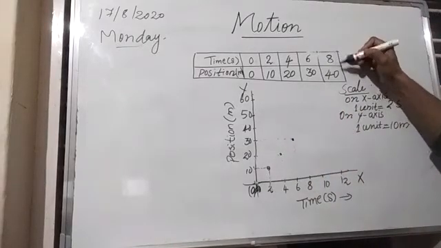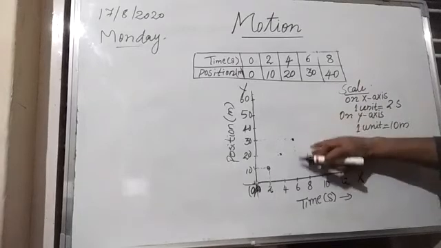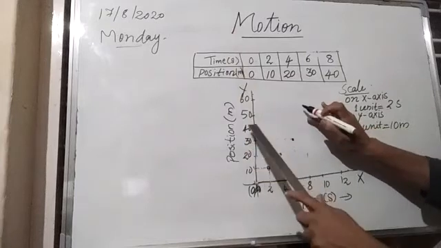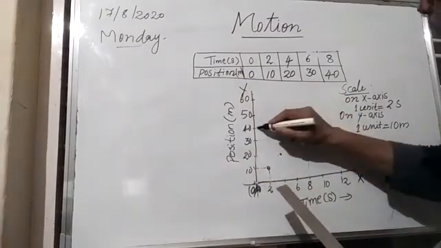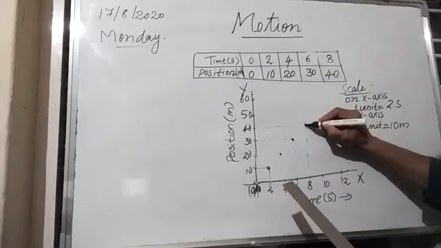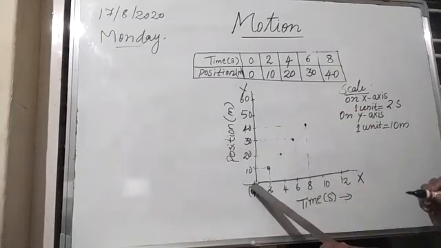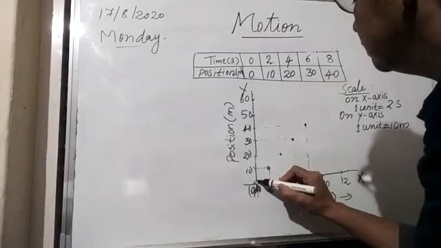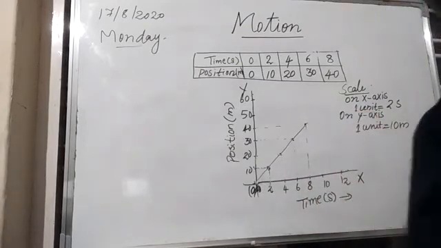Now 8 seconds, 40. So at 8 seconds, 40, we move our finger straight up, and from 40 go horizontally. Then both meet here, and we got a point here. Okay, so these 1, 2, 3, 4, and here also 1 point. We got 5 points. Now what do we have to do? Go straight, join all these points. This is the graph we needed.